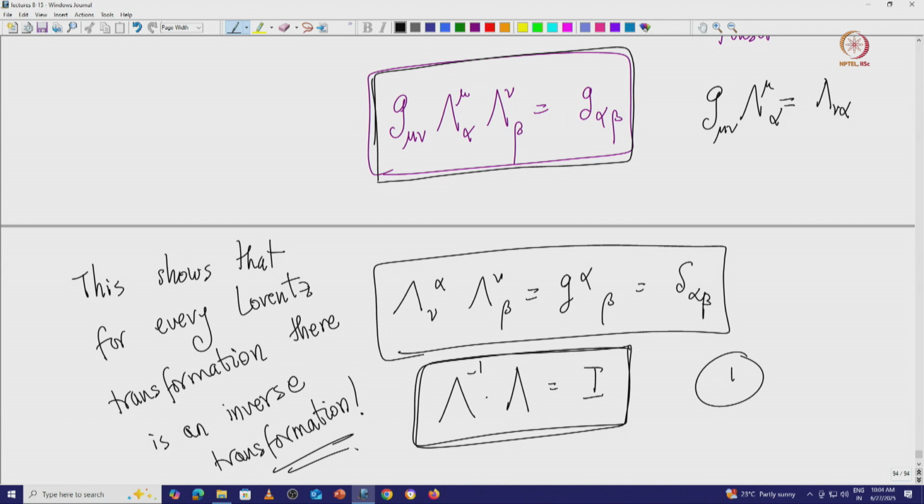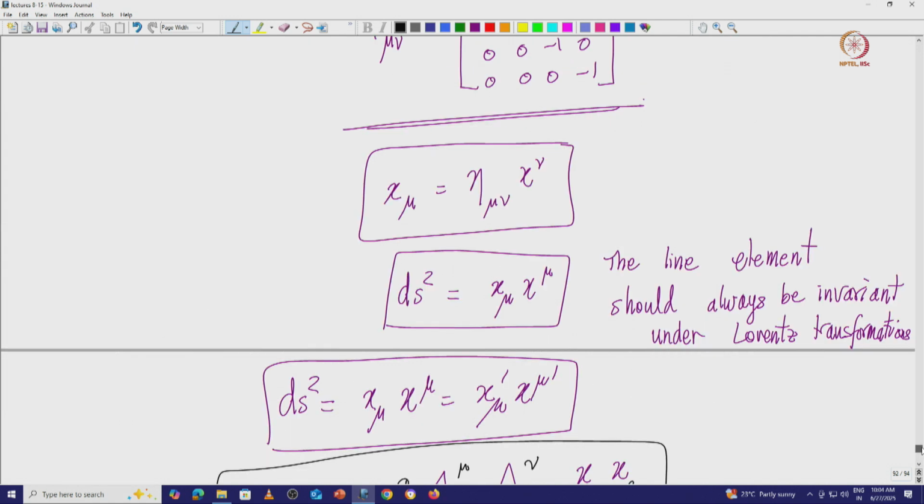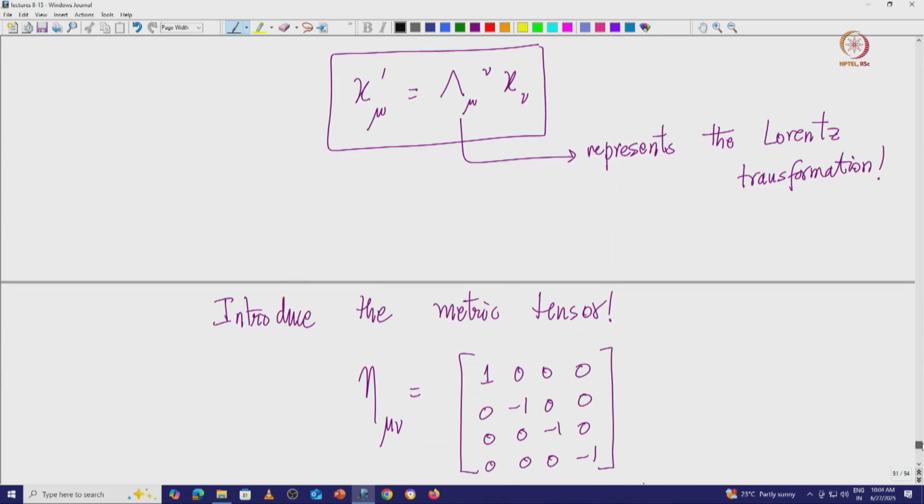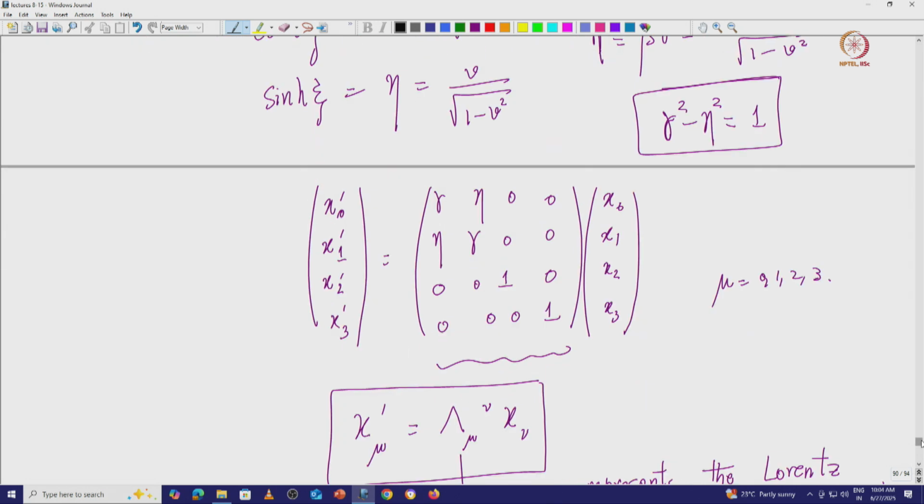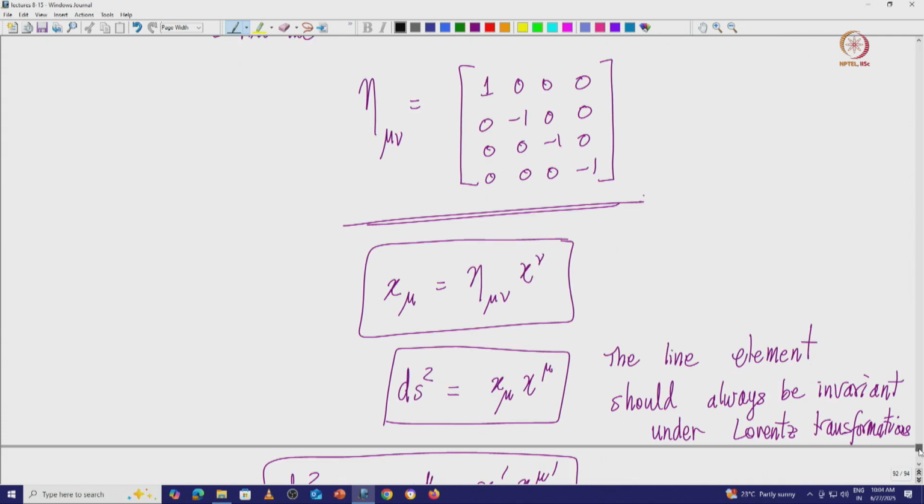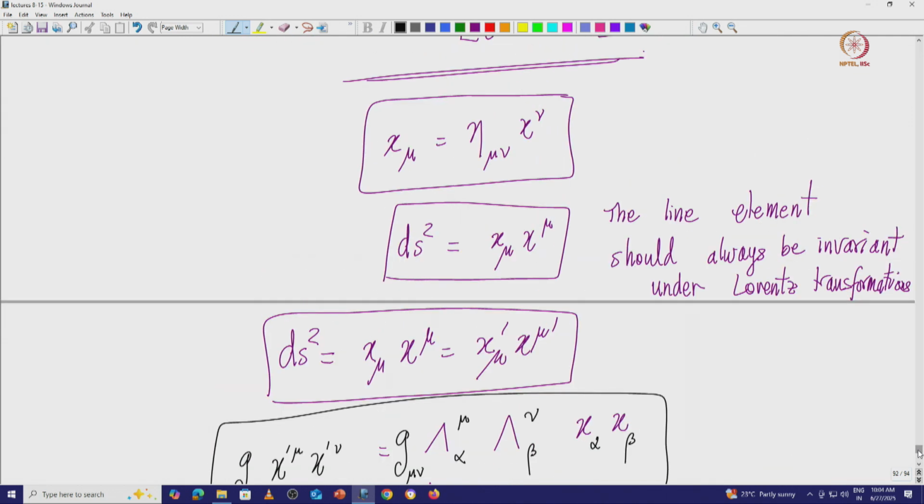Now, how did we get this condition? The condition is just coming from taking any vector. We have taken x mu, but you can take any vector and then put the condition that it should leave this line element invariant. We can do this with any scalar. We will see another example. This should be any scalar, and this will put constraints.